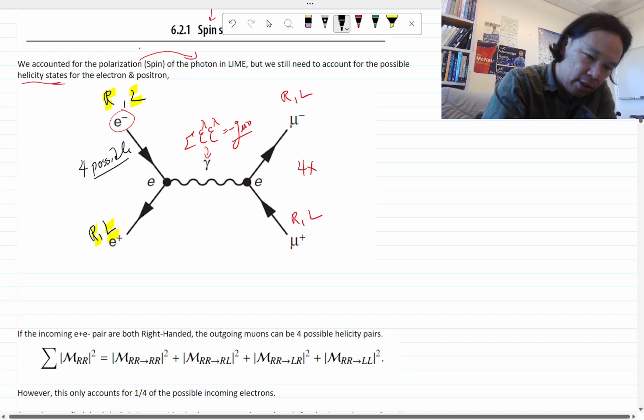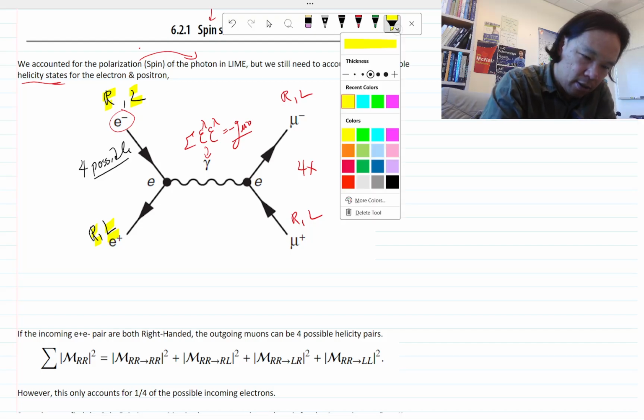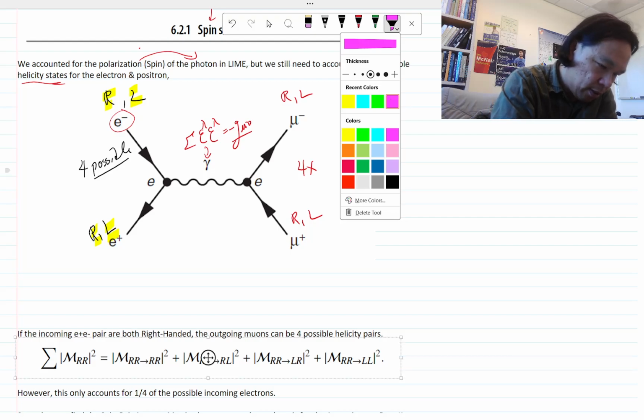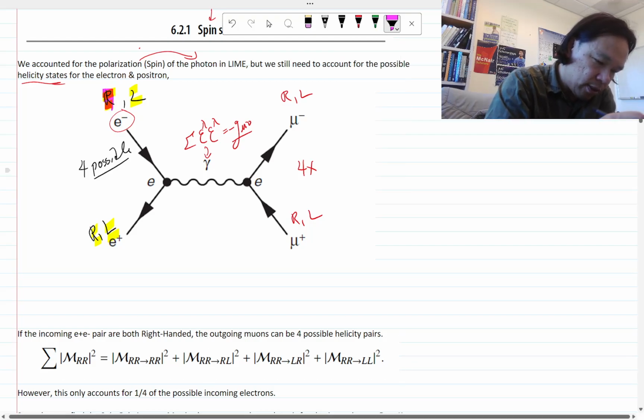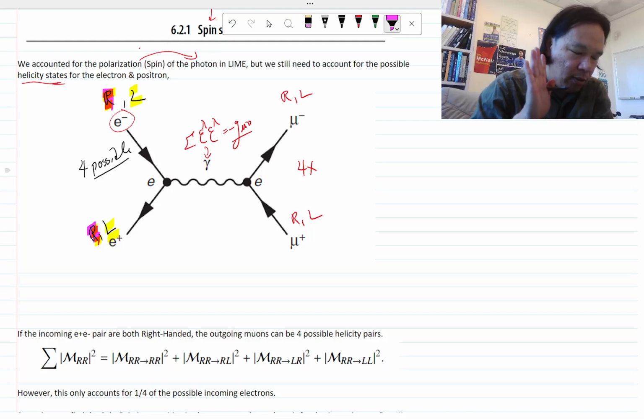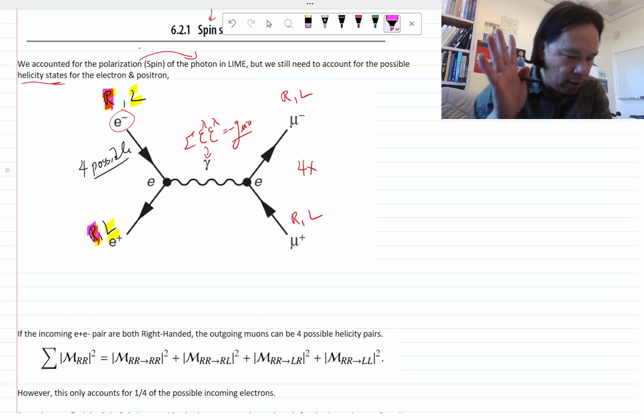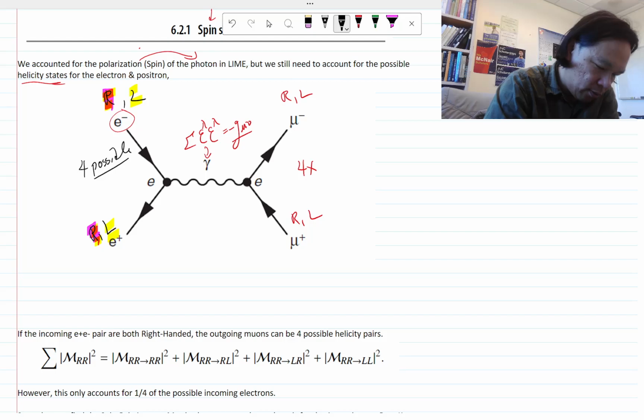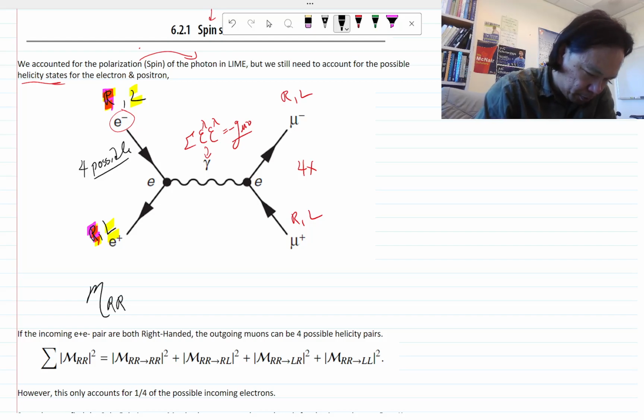Okay. So let's say, I'm going to highlight this in purple. Let's say we know that the 2 incoming electrons are actually both right-handed. So the way you would write that is some matrix element, and this matrix element is both incoming right-handed.